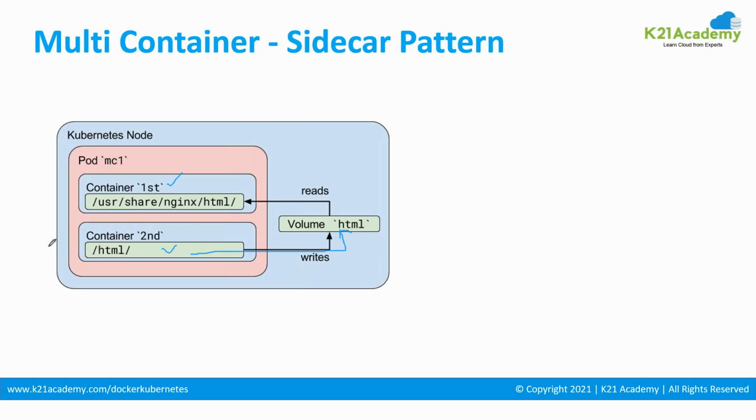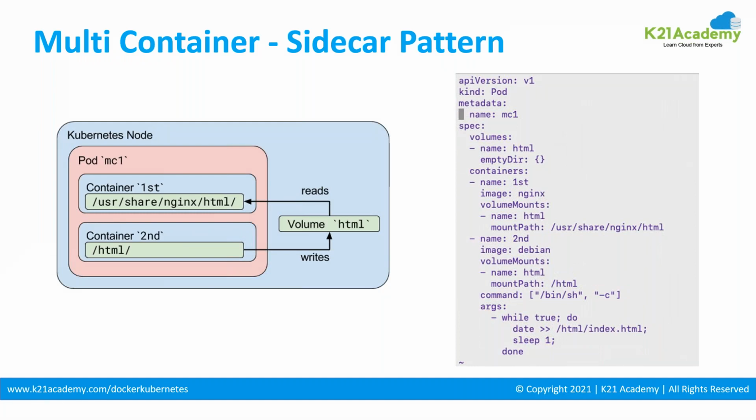Now let me show you this by example, how to do this. You can see this is the manifest. How can we declare the pod? It is a similar structure that we use every time. This is my API version, kind, metadata, and inside the specification we have a volume section, and it is just emptyDir. This is the volume, and you have given the volume name as HTML.